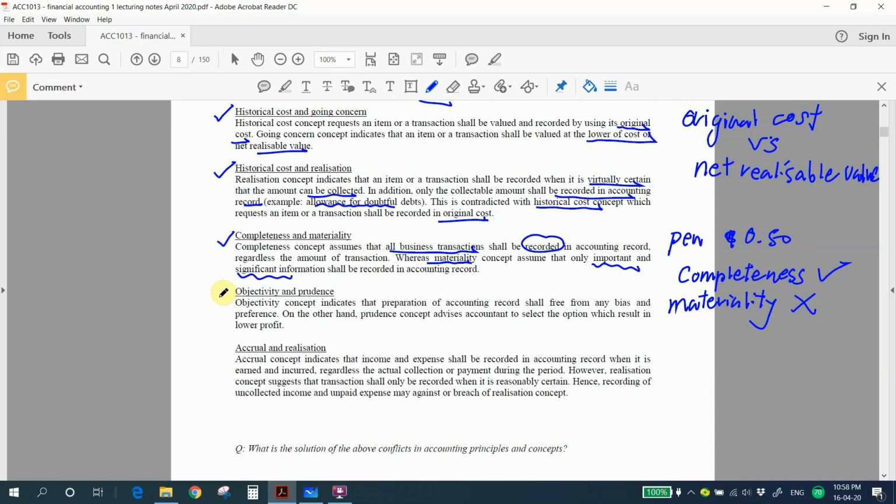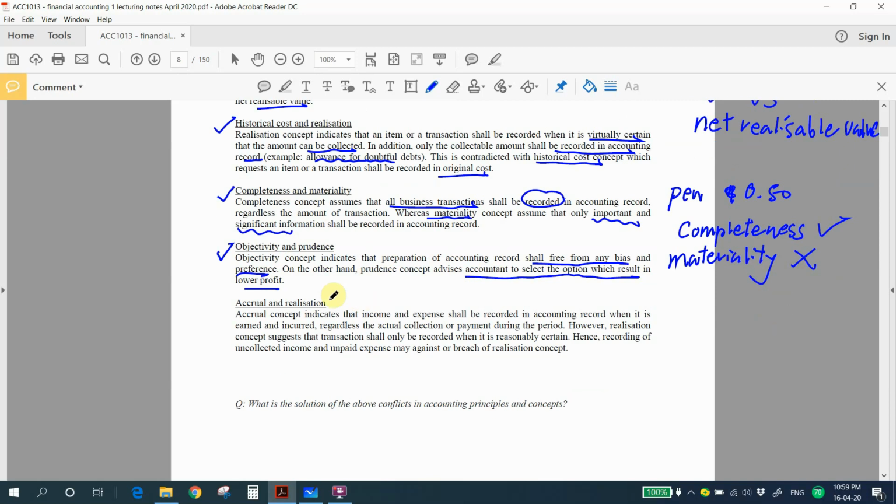Next, objectivity and prudence. The objectivity concept says that when you prepare the accounts, you shall be free from any bias or profits. However, the prudence concept advises that accountants should select the option which results in lower profit. Objectivity says that you cannot choose. However, prudence asks you to choose the option that results in lower profit. Again, they are contradicting each other.